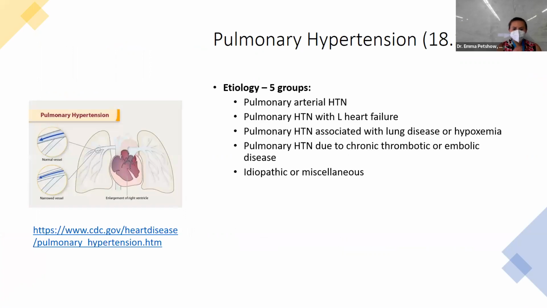So here again, if that picture confused you, these are your 5 groups. Again, idiopathic or miscellaneous, I kind of don't count. So it's really 4 groups with the idiopathic of we don't know. Pulmonary arterial hypertension, pulmonary hypertension with left-sided heart failure, lung disease or hypoxemia, or due to chronic thrombotic or embolotic disease, some type of embolism, chronic embolism, hypercoagulable state.